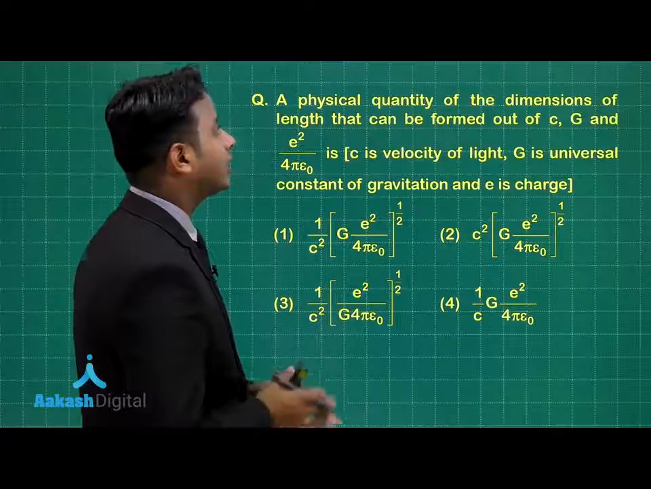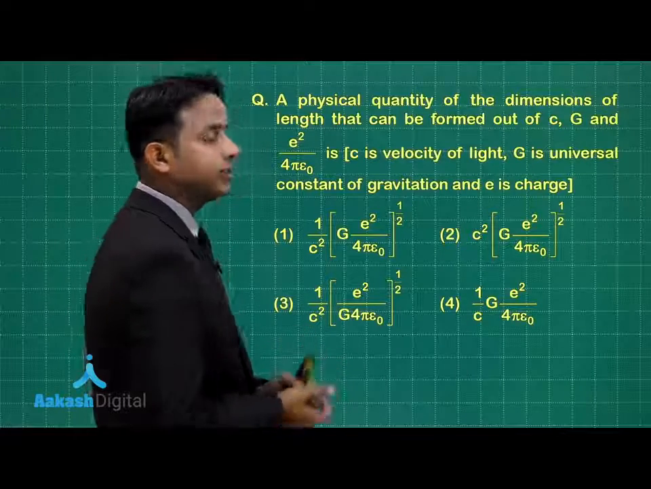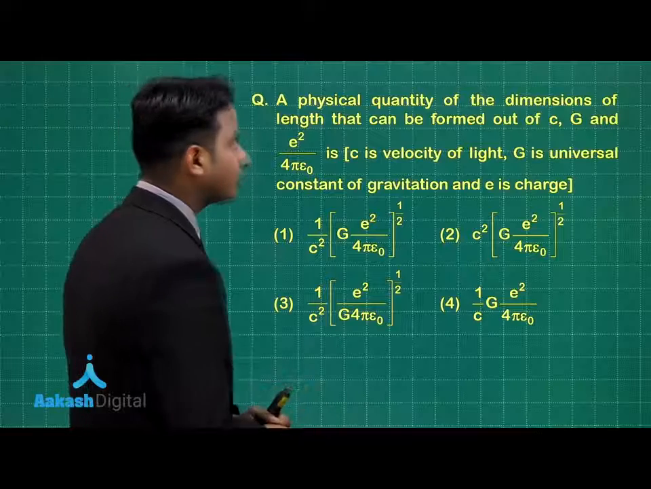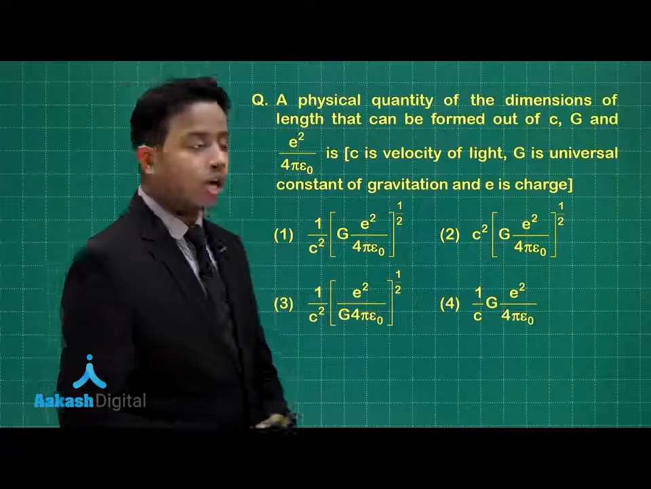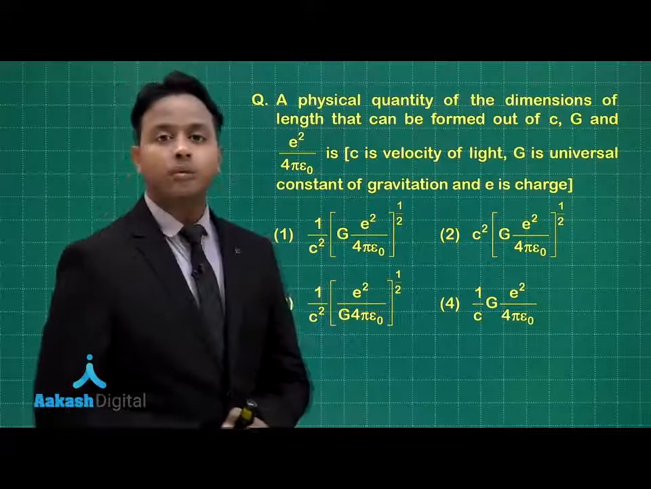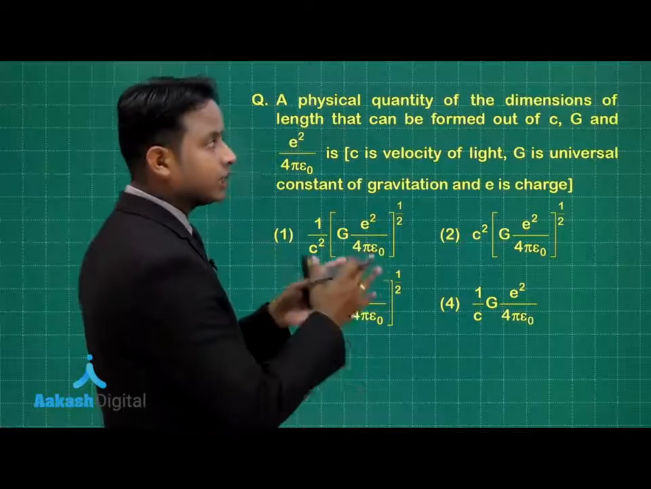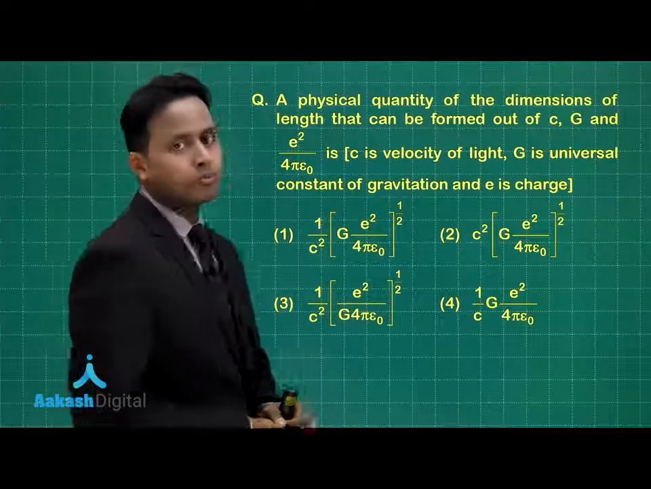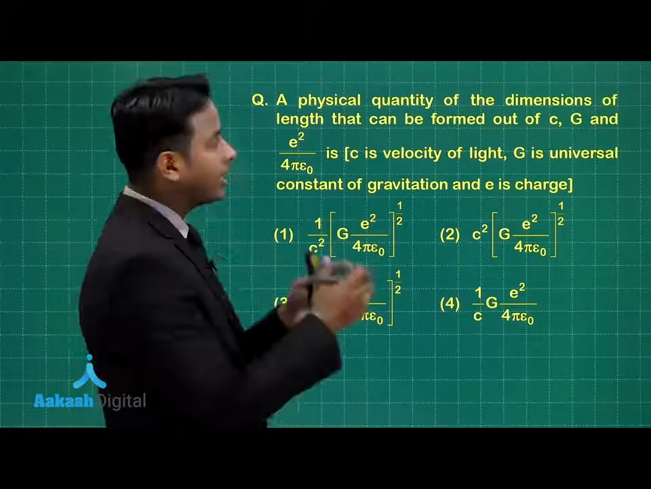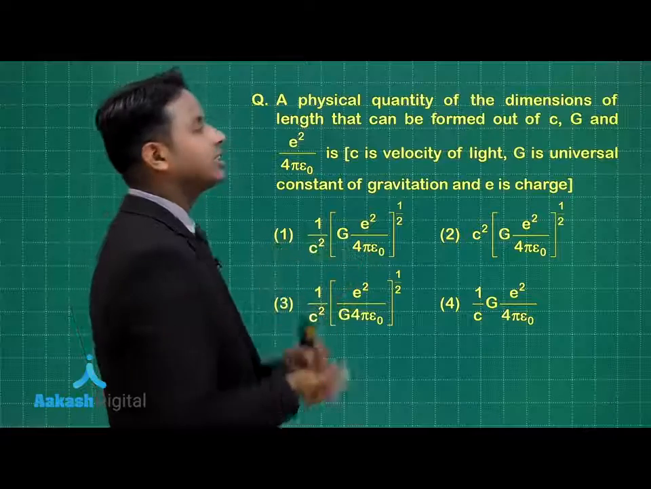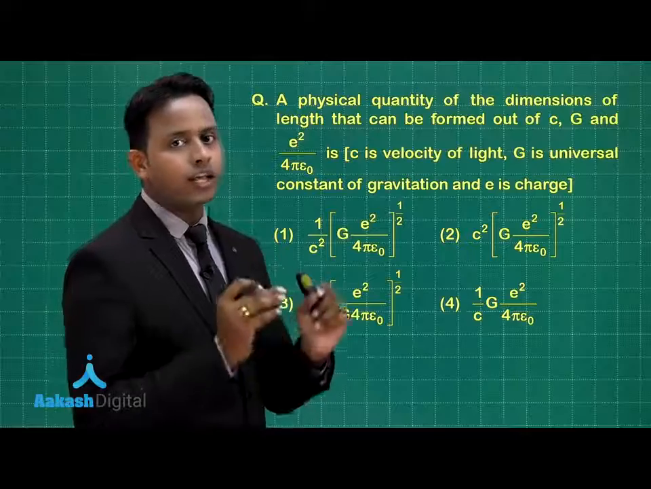It says a physical quantity of the dimensions of length can be formed out of c, that is speed of light, capital G, that is gravitational constant, and e square by 4 pi epsilon naught, where e is the electronic charge and epsilon naught is the electrical permittivity of free space. Now, there are three quantities that I have: c, capital G and e square by 4 pi epsilon naught. After taking different powers of these three quantities, I need to make a physical quantity which has the dimensions of length. Out of the given four options, I need to find the correct one.